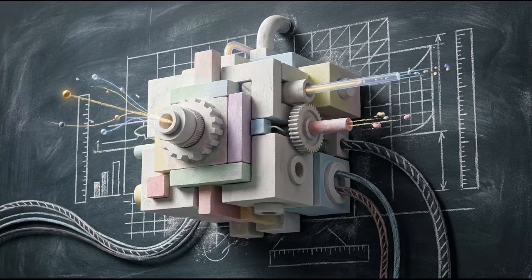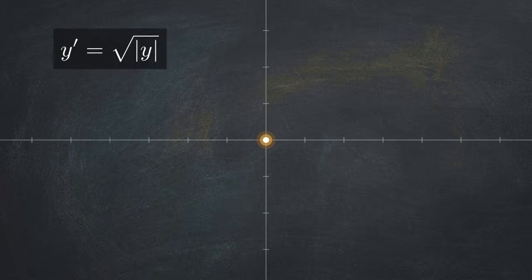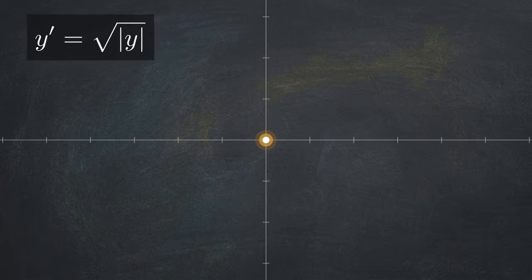To test this, we can look at an autonomous system explicitly designed to mathematically break determinism. The equation y prime equals the square root of the absolute value of y. We construct the initial value problem by placing our starting coordinate exactly at the origin, 0, 0.